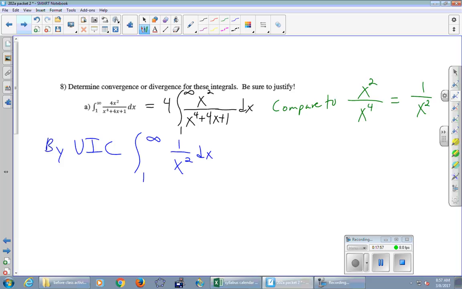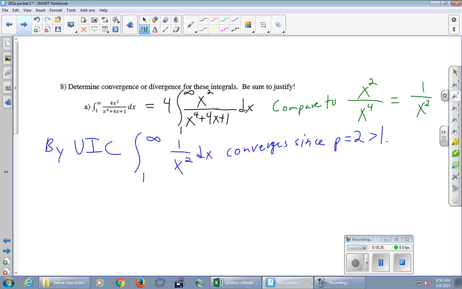So this integral converges. So we're going to write it as a complete sentence here. By the useful integrals for comparison, this integral converges since p is equal to 2, which is greater than 1. Right? Full sentence. Has lots of details in it. No, we don't know what it converges to. But that's okay.